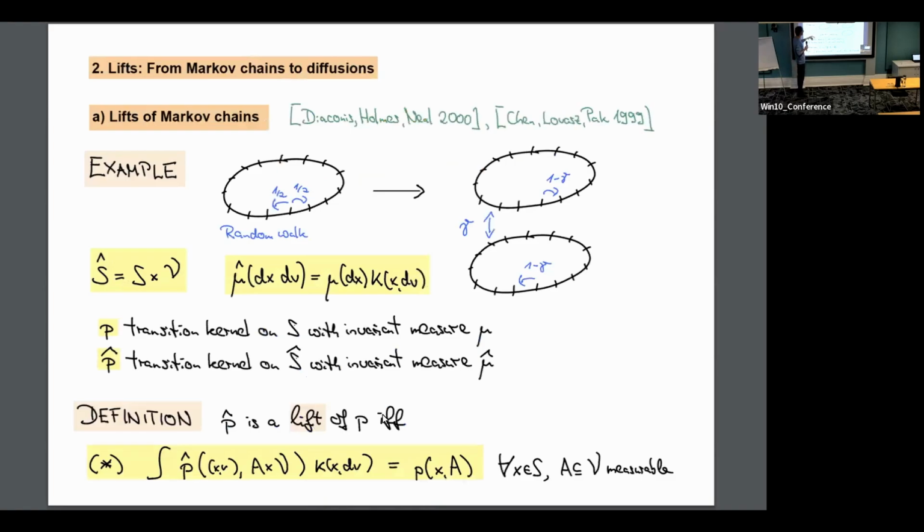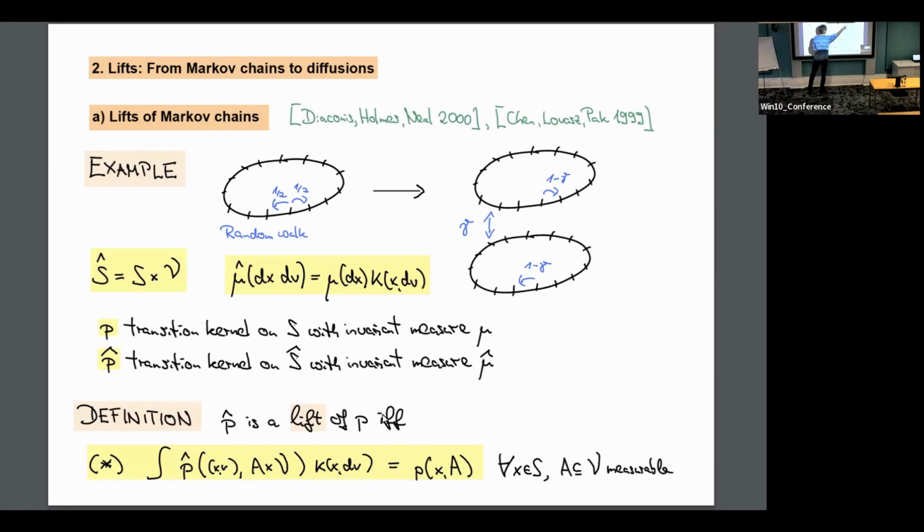So here is the classical example by Diaconis, Holmes, and Neal. It's very simple. You just have a discrete circle, and then you have a random walk on a discrete circle, which moves with probability 1/2 to each side. And now what is the lift of this process?